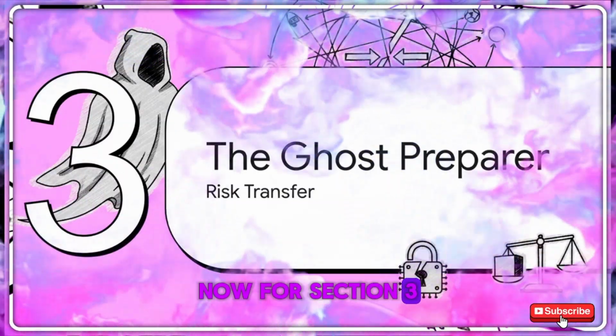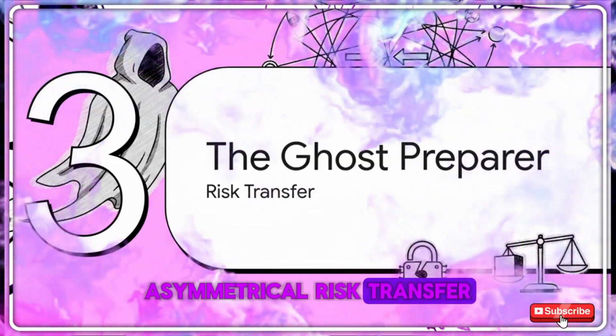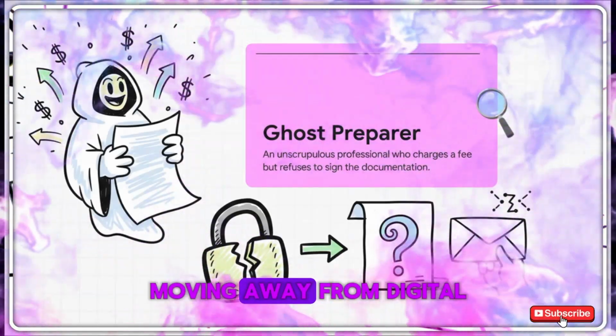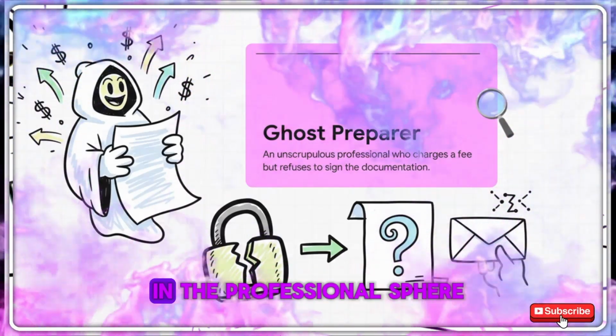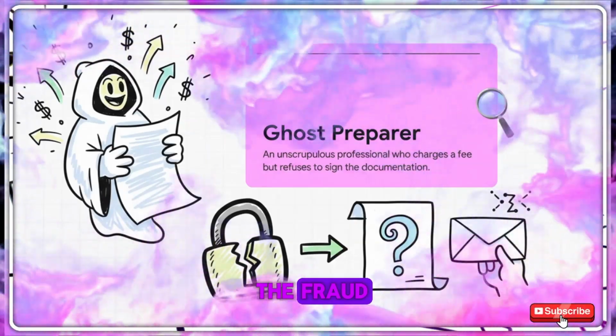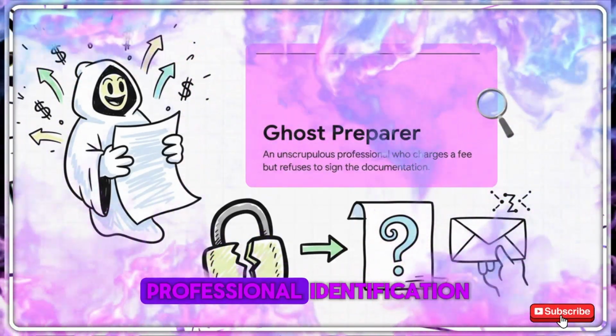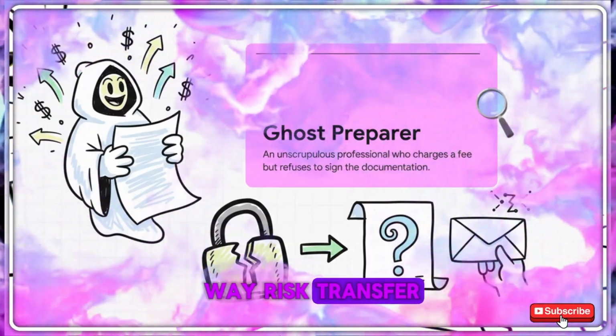Now for Section 3, the Ghost Preparer Phenomenon, Asymmetrical Risk Transfer. We're moving away from digital algorithms for a second to look at a critical vulnerability in the professional sphere. A ghost preparer orchestrates the fraud but completely refuses to provide professional identification, architecting a brilliant one-way risk transfer.